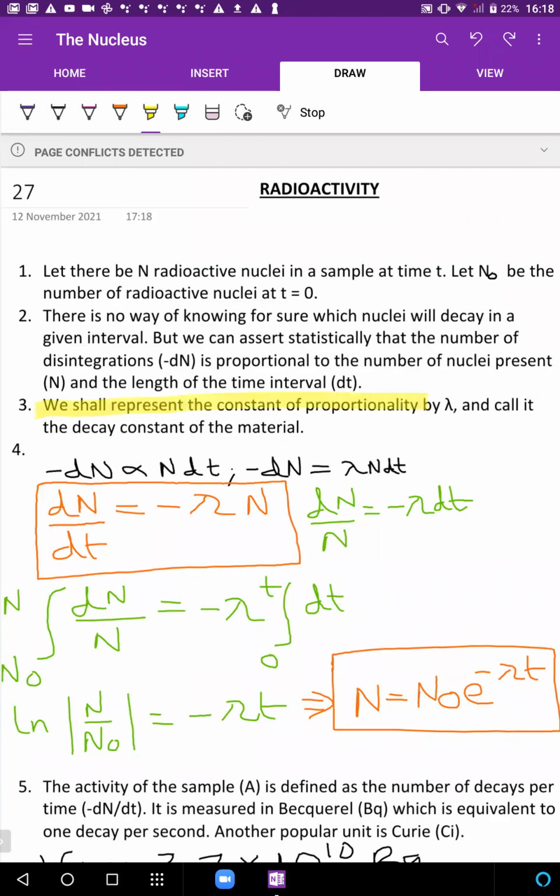We shall represent the constant of proportionality by lambda. And we're going to call that constant of proportionality the decay constant of the material. तो अब क्या सीन है यहाँ पे? Number of disintegrations, मतलब कितने nuclei कम हो रहे हैं at a particular instant, minus dn, is proportional to the total number of nuclei at that instant, and it's proportional to the time interval. That constant of proportionality is lambda. So minus dn is lambda n dt.